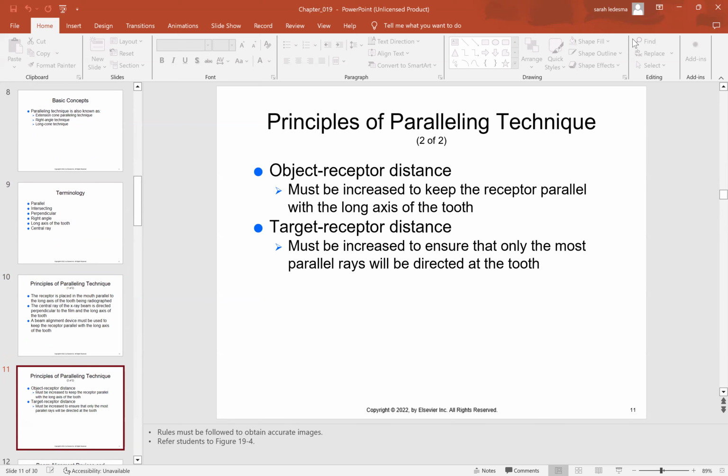Object receptor distance must be increased to keep the receptor parallel with the long axis of the tooth, and target receptor distance must be increased to ensure that only the most parallel rays will be directed to the tooth.